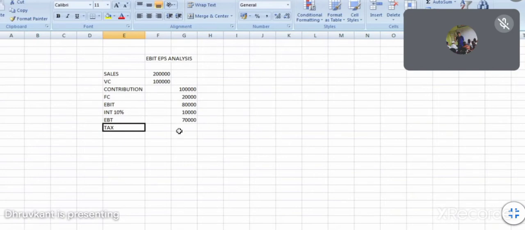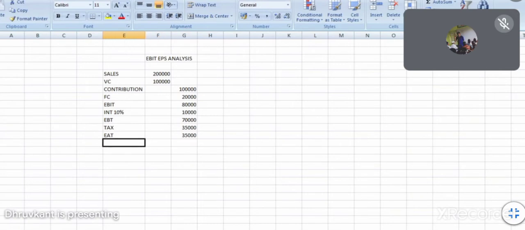Now tax is a fixed percentage. Suppose we are paying 50% tax to the government, it means 35,000 we have paid to the government as taxes. Now it becomes earning after taxes, 35,000. Clear? Now it is your after-tax profit.